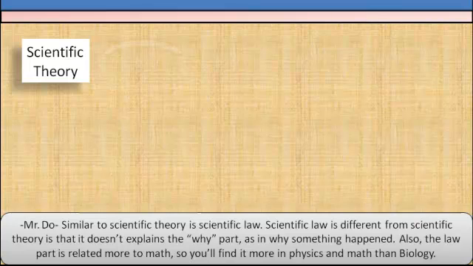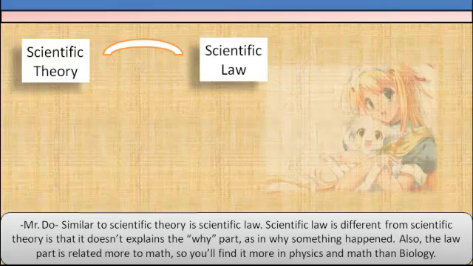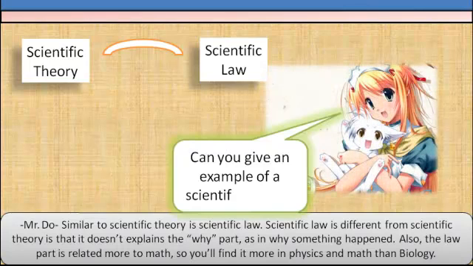Similar to scientific theory is scientific law. Scientific law is different from scientific theory in that it doesn't explain the why part, as in why something happened. Also, the law part is related more to math, as you'll learn more in physics and math than biology.